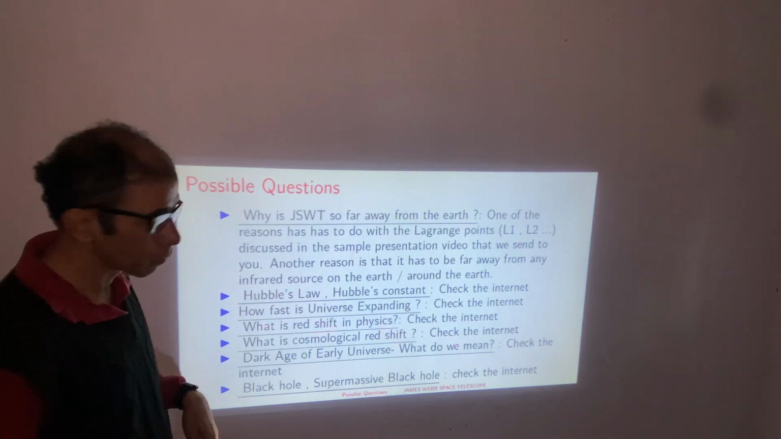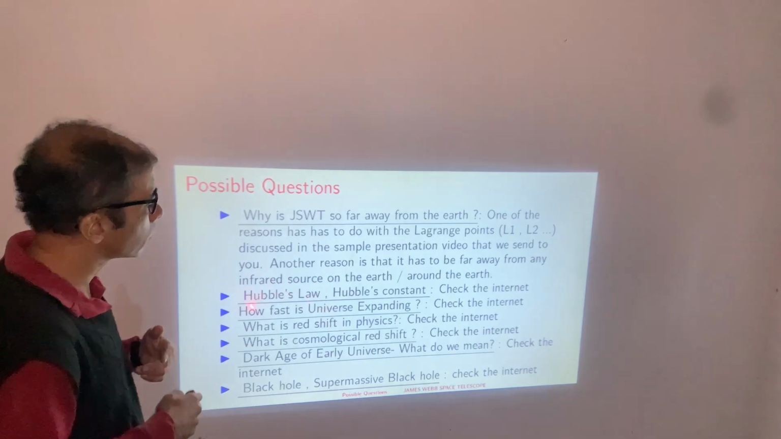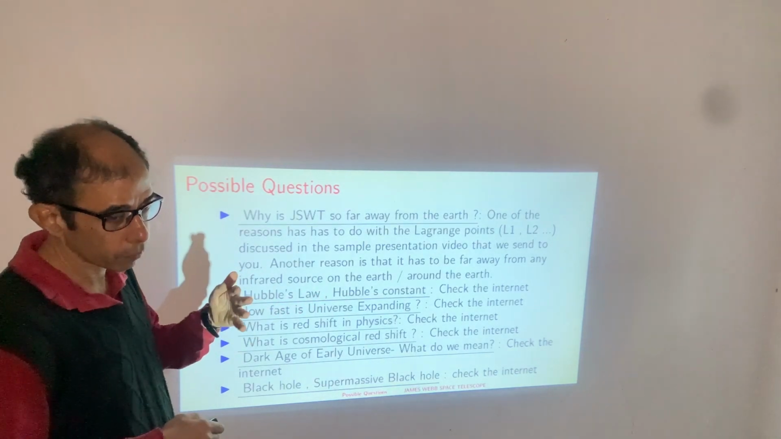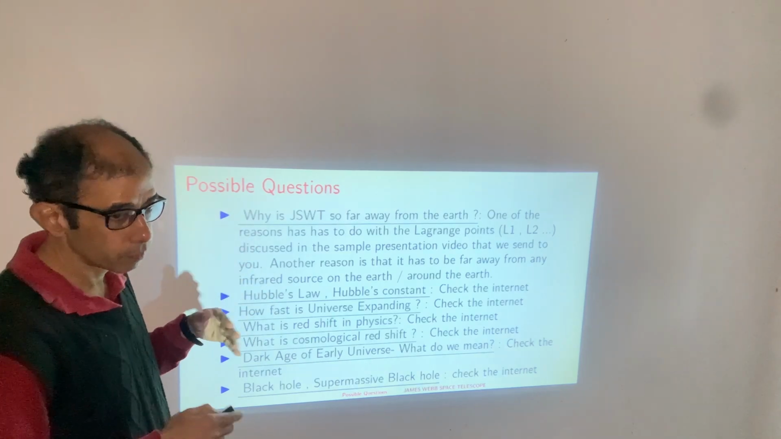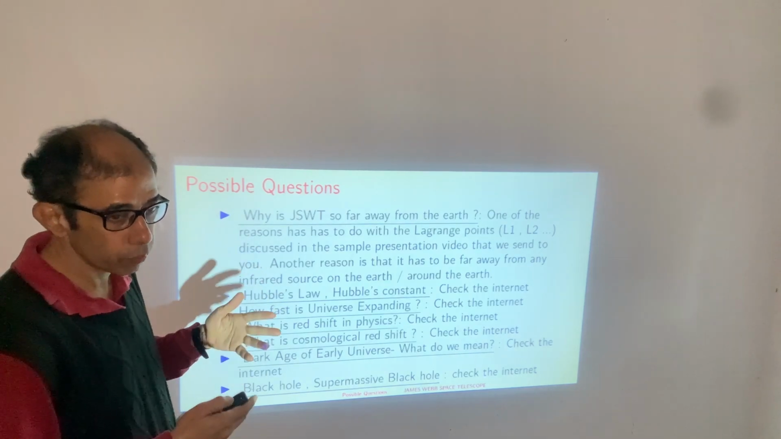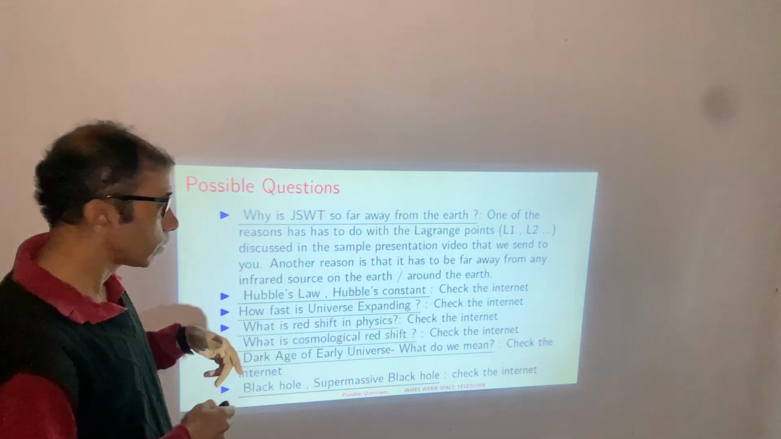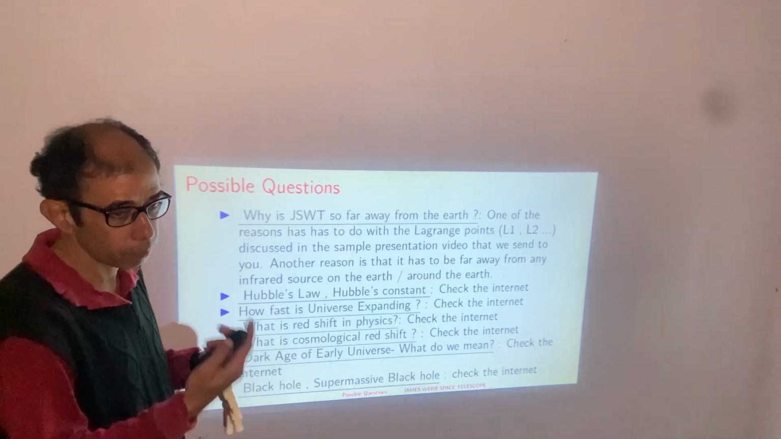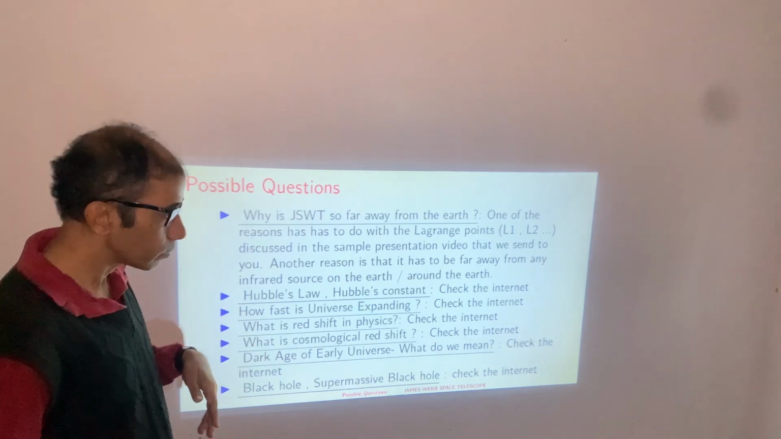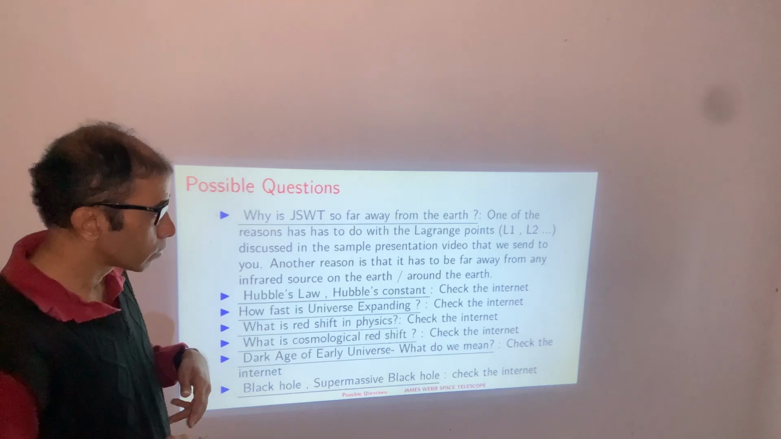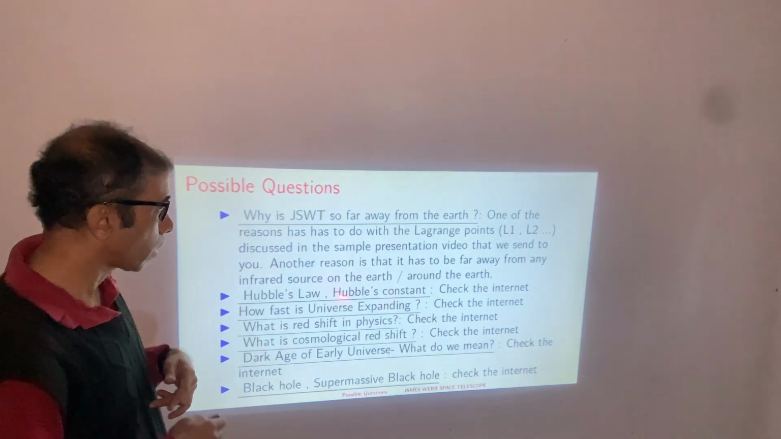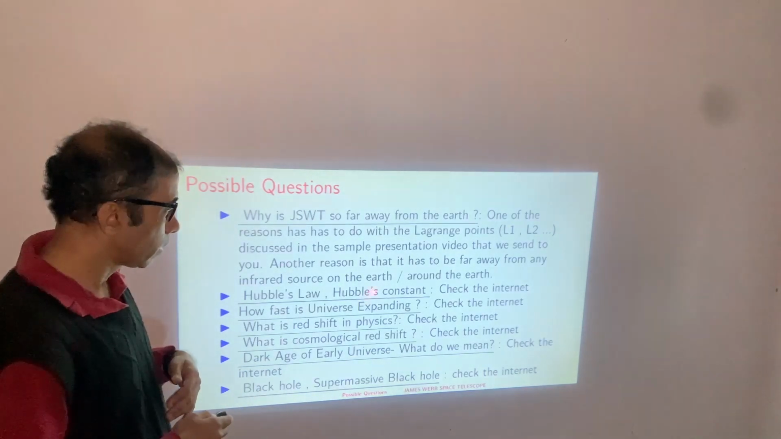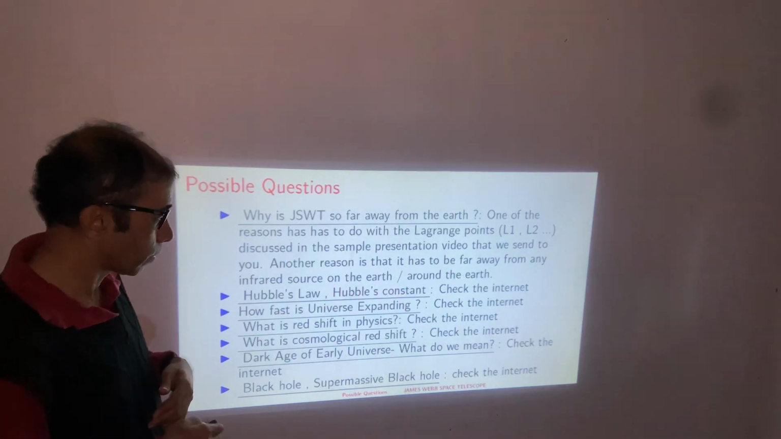Hubble's law. What is Hubble's law? In cosmology, Hubble's law is an important law which says that, with respect to the Earth, all the galaxies are moving away. How are they moving away? The velocity at which the galaxies are moving away is proportional to the distance between the Earth and the galaxy. This proportionality constant is called Hubble's constant. So the greater the distance of the galaxy, the greater will be its velocity.